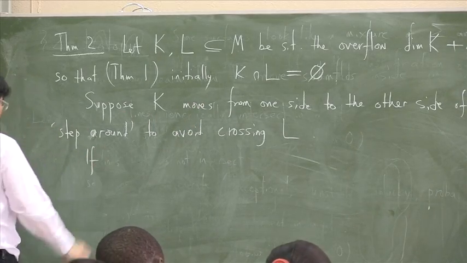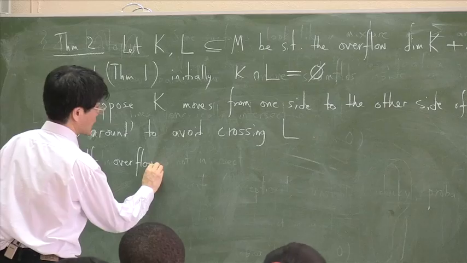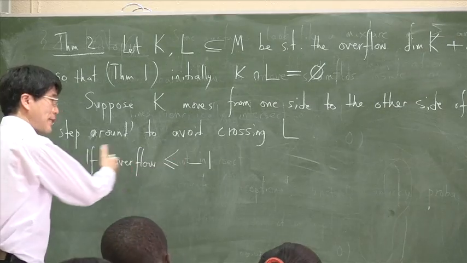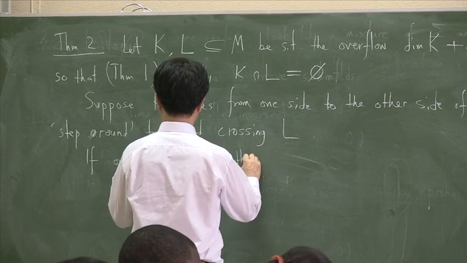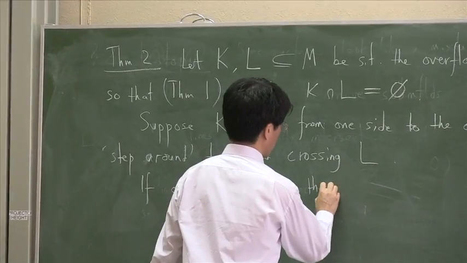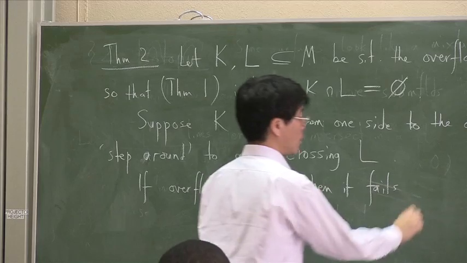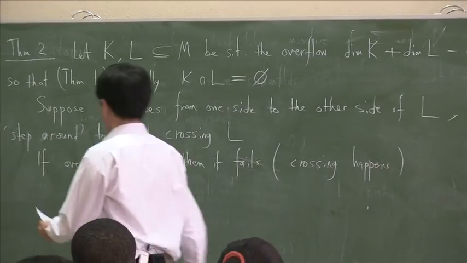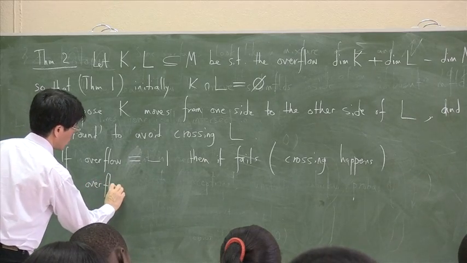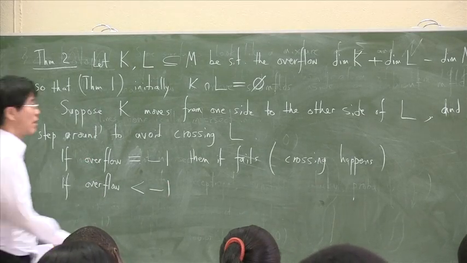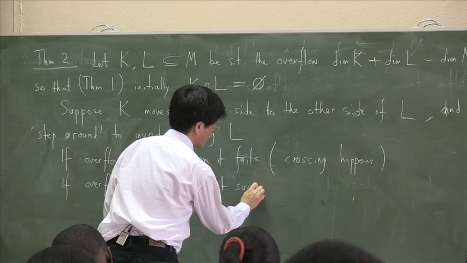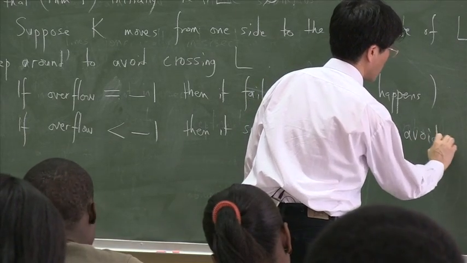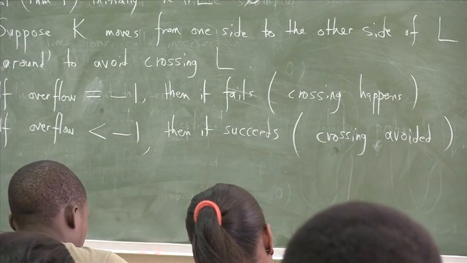Okay. The result: we know that overflow is negative, but if overflow is sufficiently negative, that is, if it is equal to minus 1, then it fails. Crossing is inevitable. It happens. Whereas if the overflow is less than minus 1, then it succeeds. That is, crossing is avoided. That's the theorem.